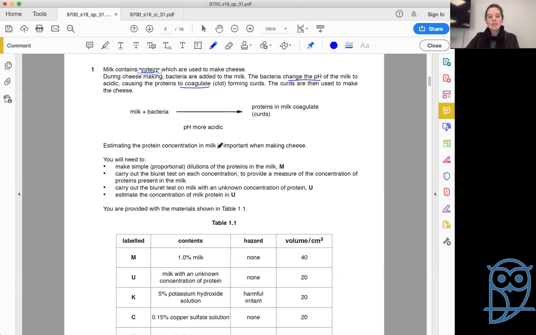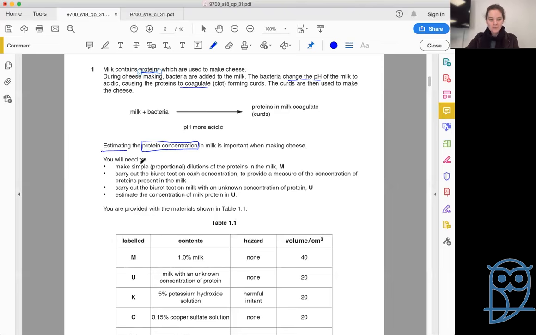Estimating the protein concentration in milk is important when making cheese. And now we get to the crux of the matter. Estimating protein concentration. Okay, so we've come across things like estimating reducing sugar concentration. So this is something that we're familiar with. Okay, but estimating protein concentration is a new one. So they tell us though exactly what we're going to have to do.